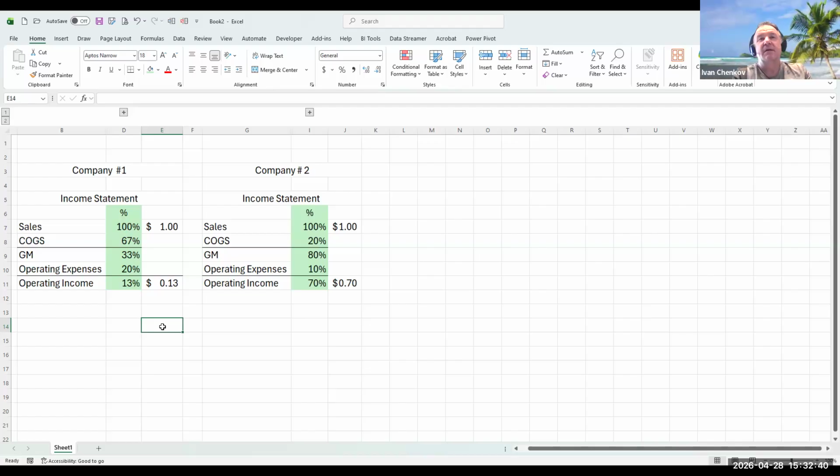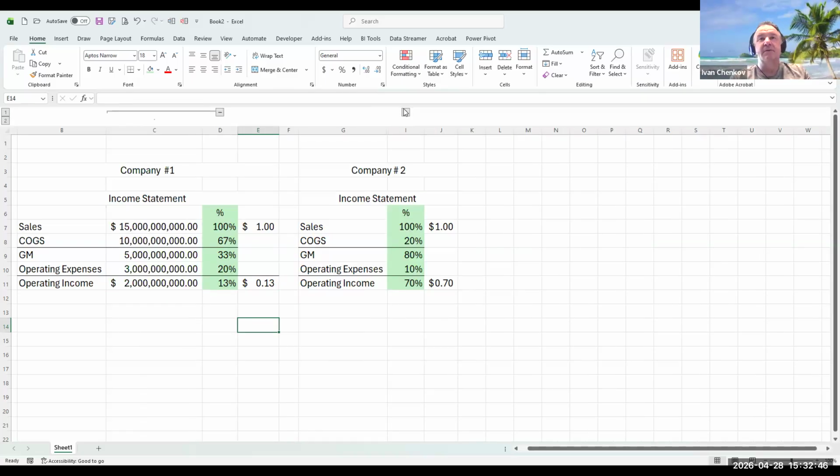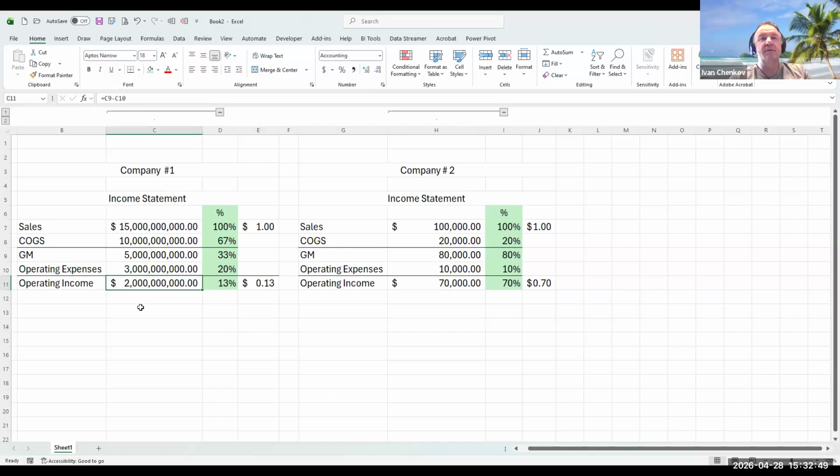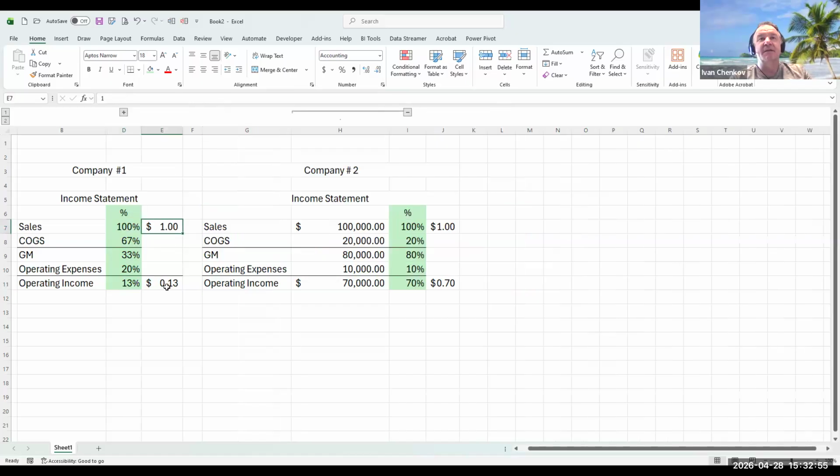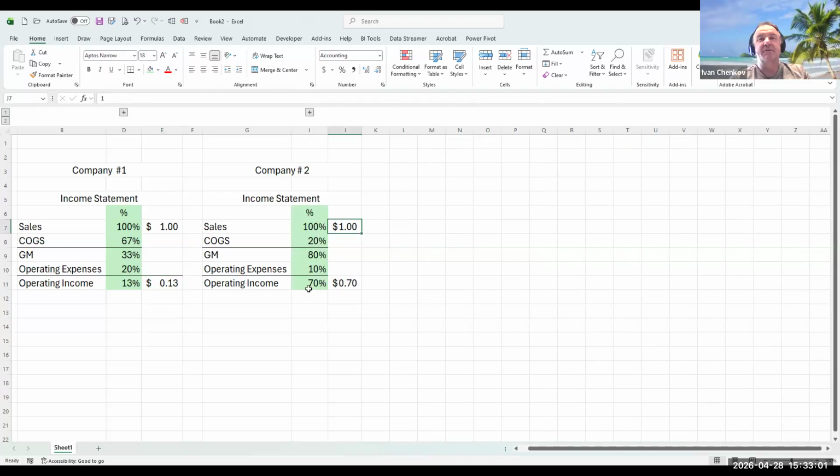So do you understand now that the dollar amount doesn't matter? When you open the dollar amounts, suddenly you say, oh my God, look at this company, they're generating $2 billion. Yeah, but they're generating only 13%. For every dollar, they give you only 13 cents. For every dollar this company sells, you're getting 70 cents. So your costs here are only 30 cents, and your costs there are 87 cents. Make sense? That's your common statement financial analysis.